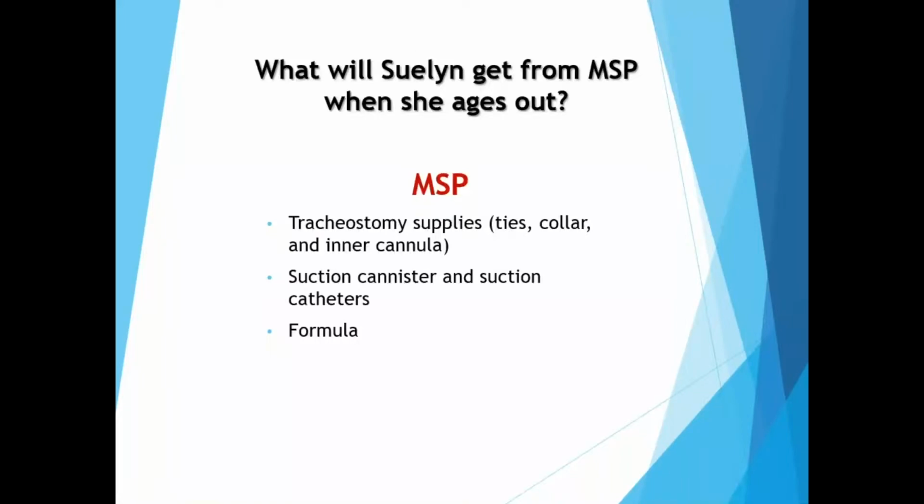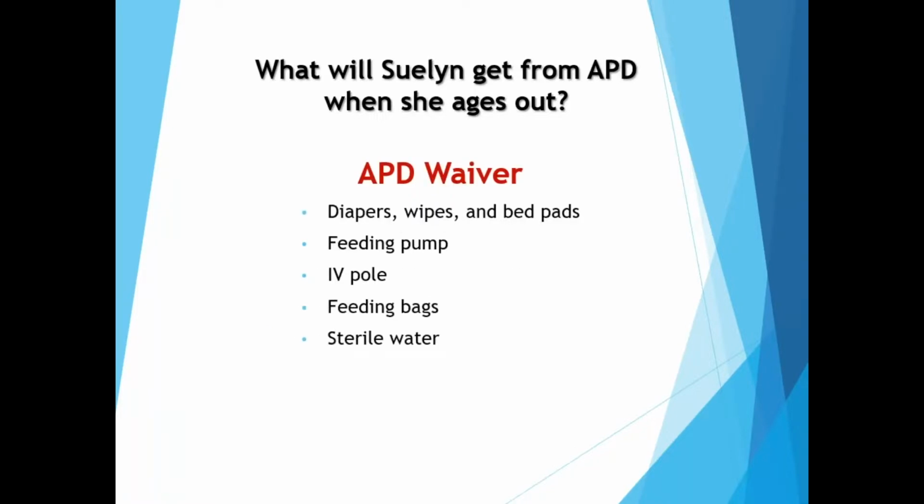Suelyn, when she ages out, will continue to receive from Medicaid state plan her tracheostomy supplies and everything that goes along with her tracheostomy supplies. Suction canister and suction catheters and the formula for her feedings. What will she get from waiver? Let's see. APD waiver, when she ages out, will pay for diapers, wipes, bed pads, the feeding pump, the IV pole, feeding bags, and sterile water. 500 mLs or more.